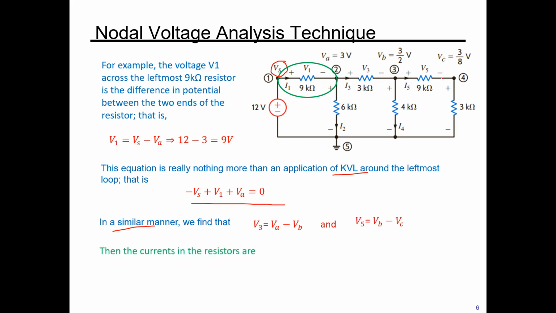From that, we can calculate the currents in each resistor. As I mentioned, I1, for example, here will be V1 divided by 9 kilo ohm, where V1 is 9 volt. 9 divided by 9 kilo ohm is 1 milliamp, isn't it?